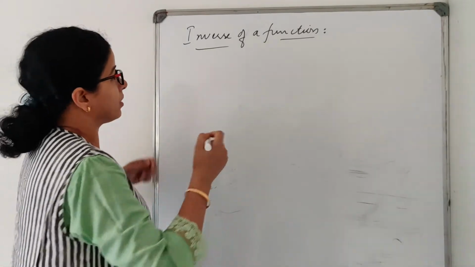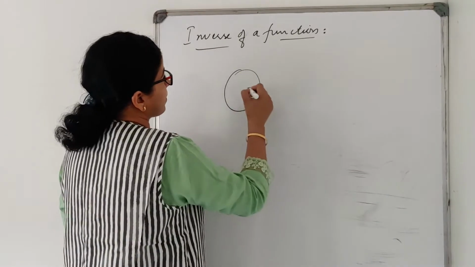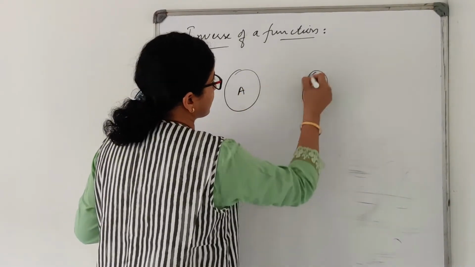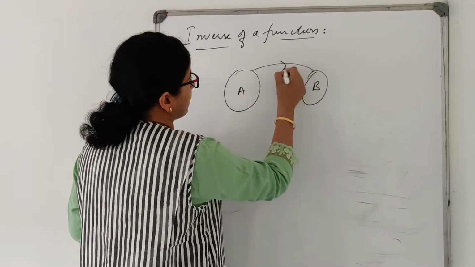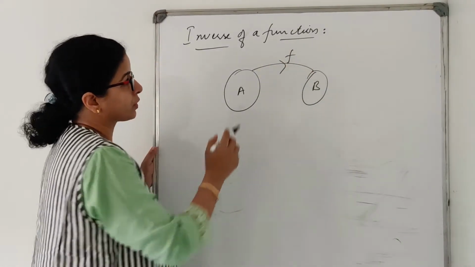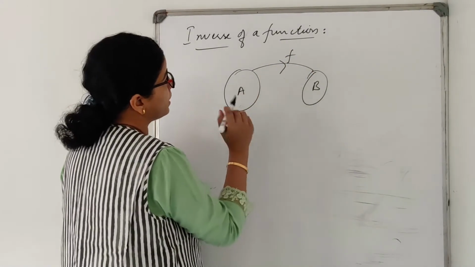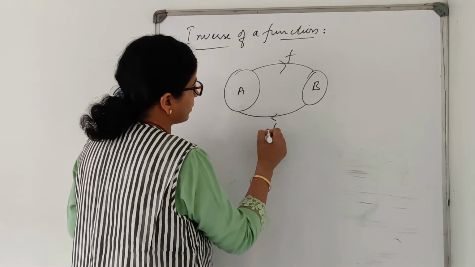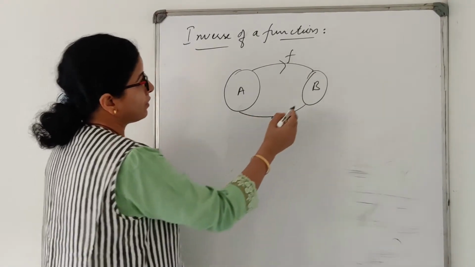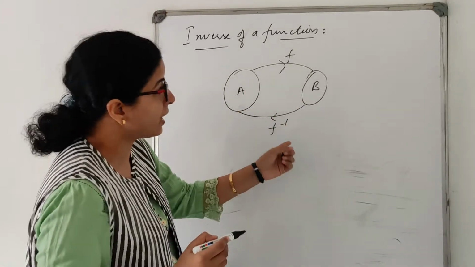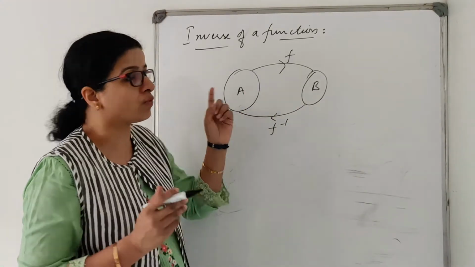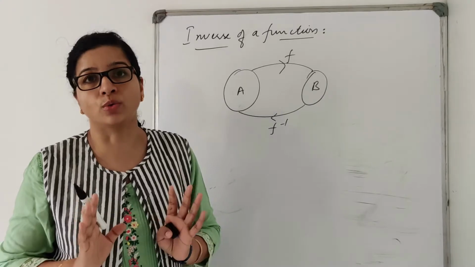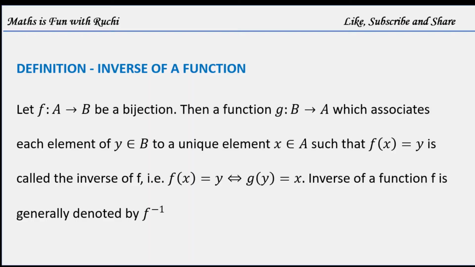Okay, so say for example, this is my set A and this is my set B under f. I have a function from A to B, and if I want f inverse to exist, f inverse will be B to A only if my function is one-one as well as onto. So now let us check the definition of inverse of a function.